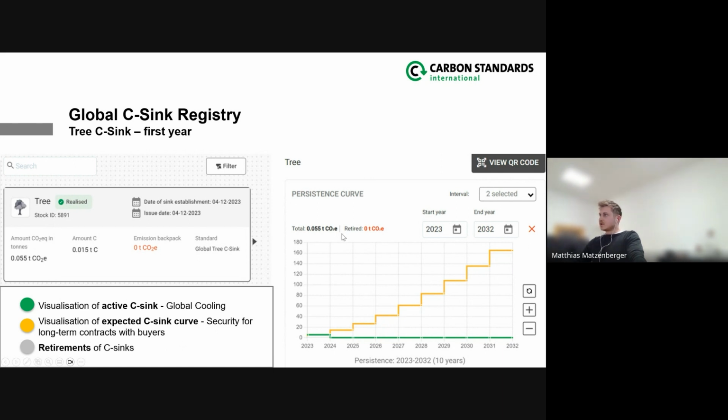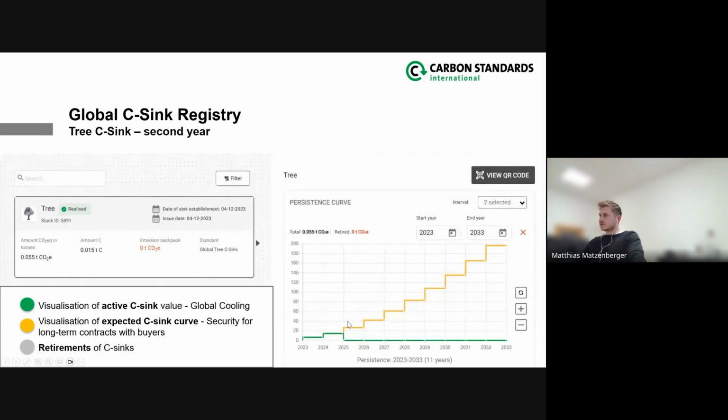And now this is, for example, just for 10 years, but if we have a certification in the second year, this green line is getting bigger and bigger. And then again, we can use these parts also for retirements, for global cooling. And whenever this is gray, this also shows that this has been used as a retirement. And what we also see here is that we always have the expected curve for 10 years.